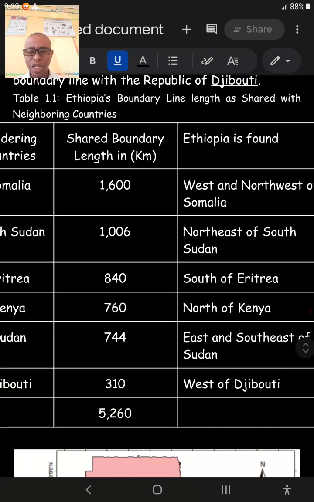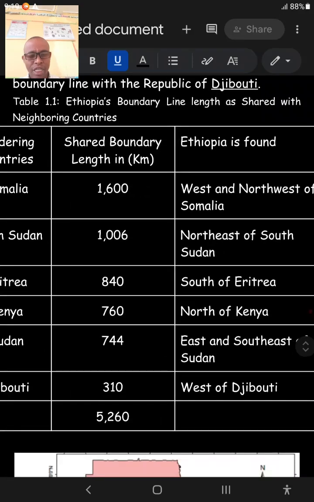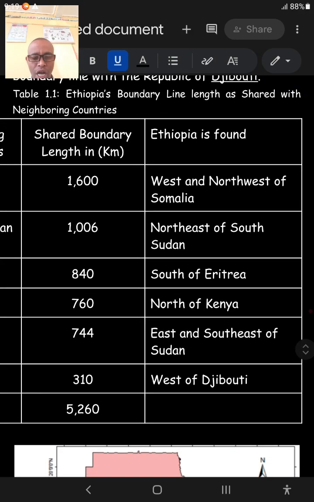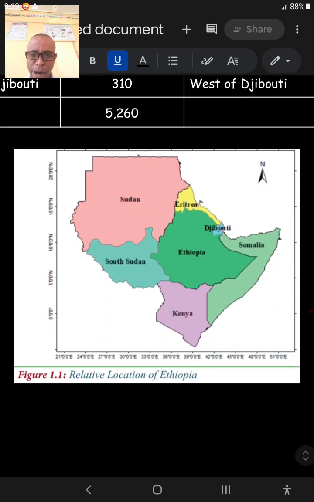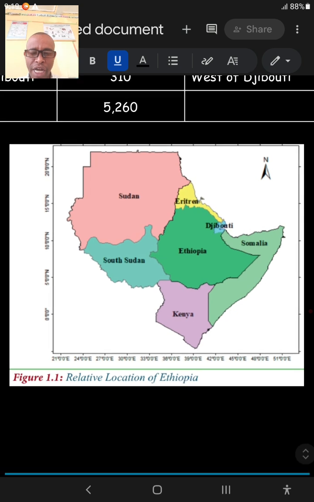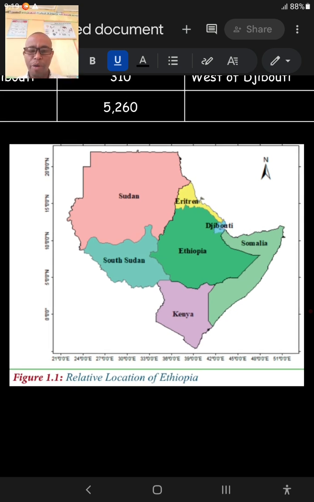On the other hand, Ethiopia is found on the northeast of South Sudan. And again, Ethiopia is found south of Eritrea, north of Kenya, east and southeast of Sudan, west of Djibouti, and so on. From this map, what you can clearly understand is the yellow side. Ethiopia is found south of Eritrea, of course, you can see from the map, and Kenya on the south, South Sudan on the west, and Sudan on the northwest, and Djibouti in the east.